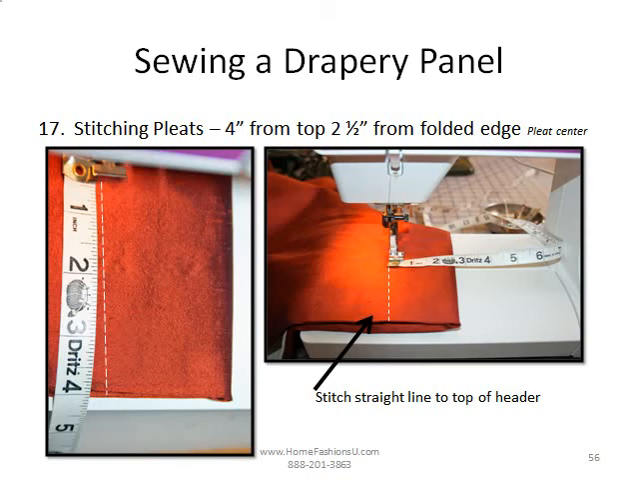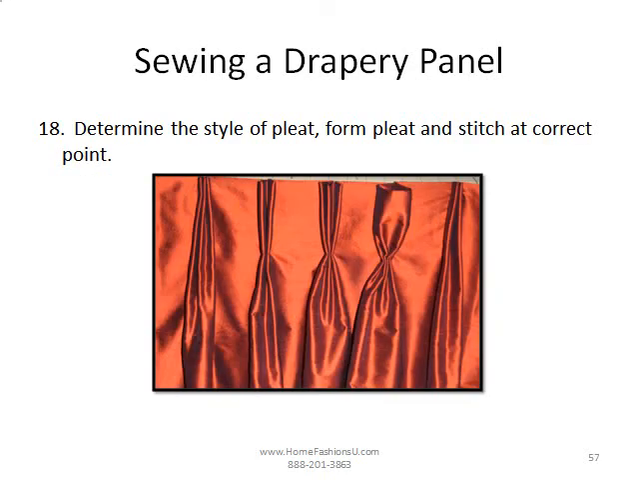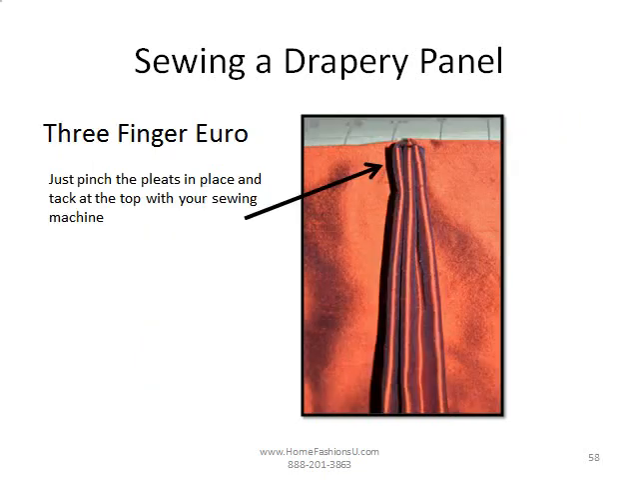The next step is to stitch your pleats in place. Normally you would stitch 4 inches from the top to the bottom of the pleat and 2.5 inches in from the folded edge. Make sure that your stitch is a straight line all the way to the top of the header. The next step is to determine the style of the pleat and form that pleat and stitch it at the correct point to get the look that you want.